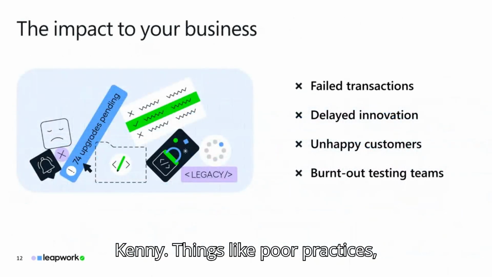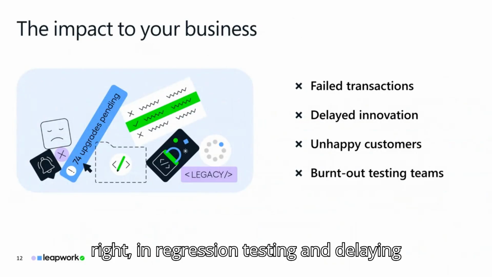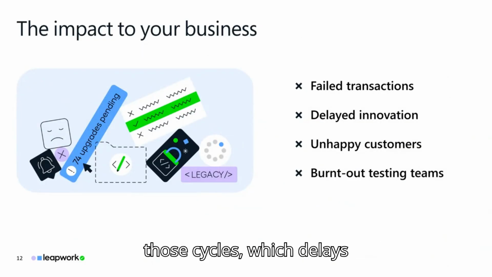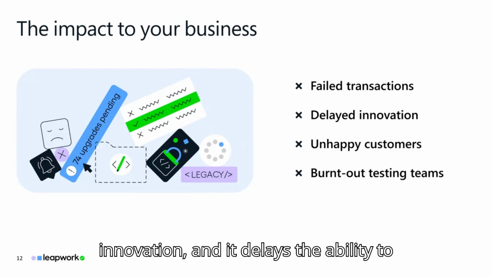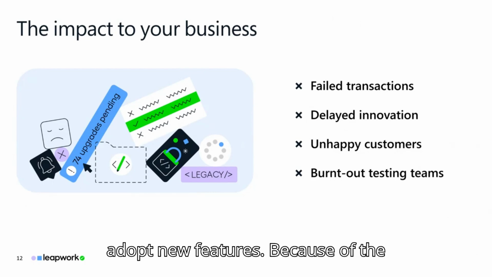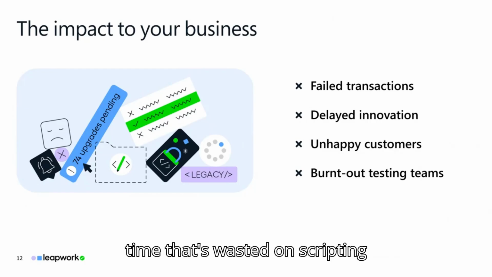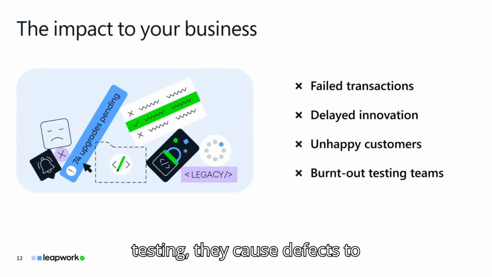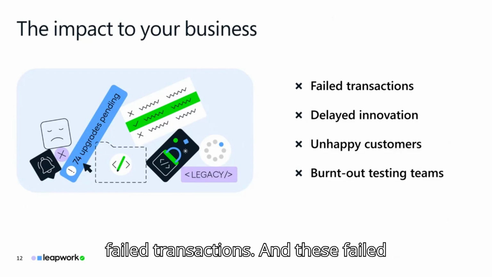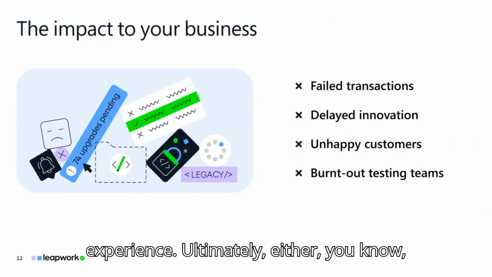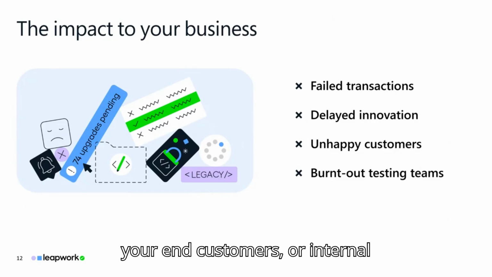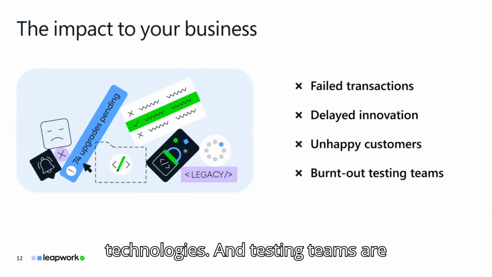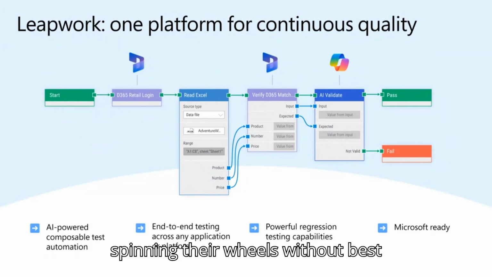Things like poor practices in regression testing and delaying those cycles delay innovation and the ability to adopt new features, because of the time that's wasted on scripting redundancy and different approaches to testing. They cause defects to leak into production, causing failed transactions. And these failed transactions cause a poor customer experience, ultimately for either your end customers or internal employees that are using these technologies. And testing teams are spinning their wheels without best practices.